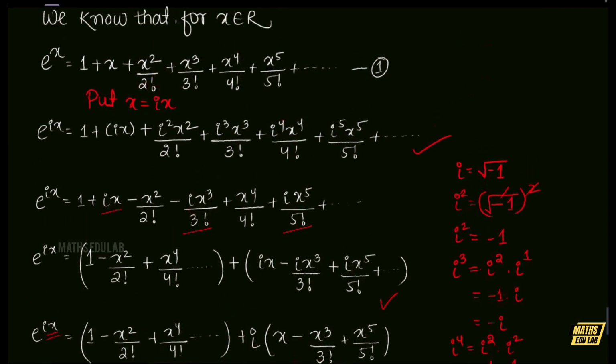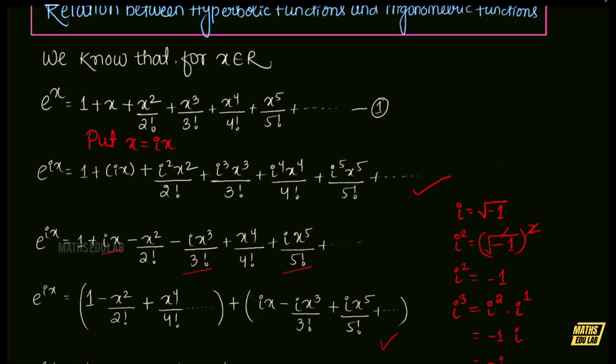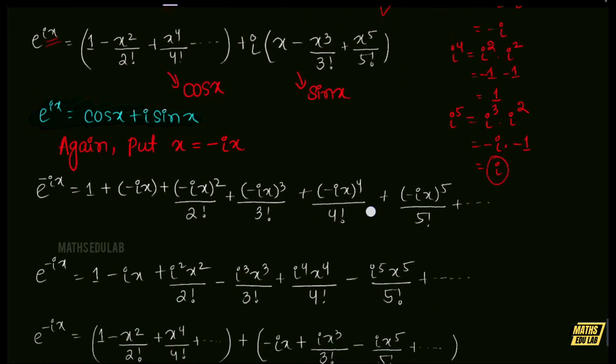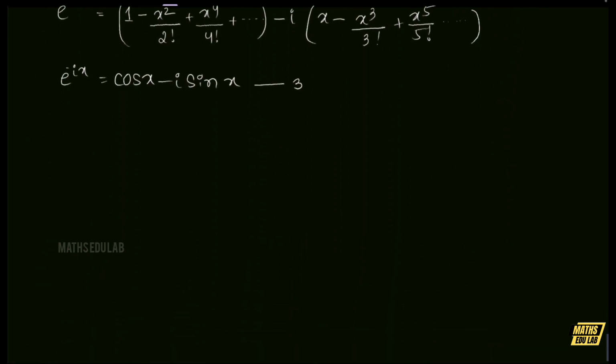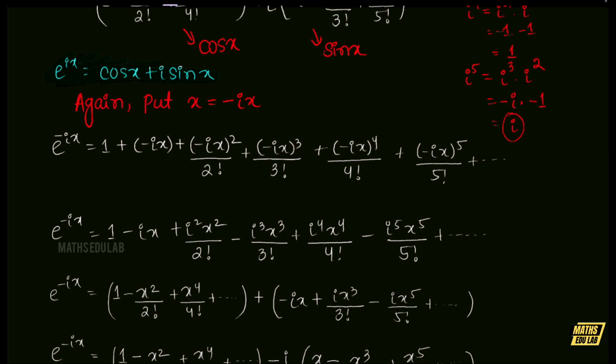So if you see here, the first equation is this, and in the same way I have written it, in place of x I just wrote minus ix. Then the value becomes e to the power of minus ix is equal to 1 minus ix, then again plus minus ix whole square, and so on. So this is what I have written here.